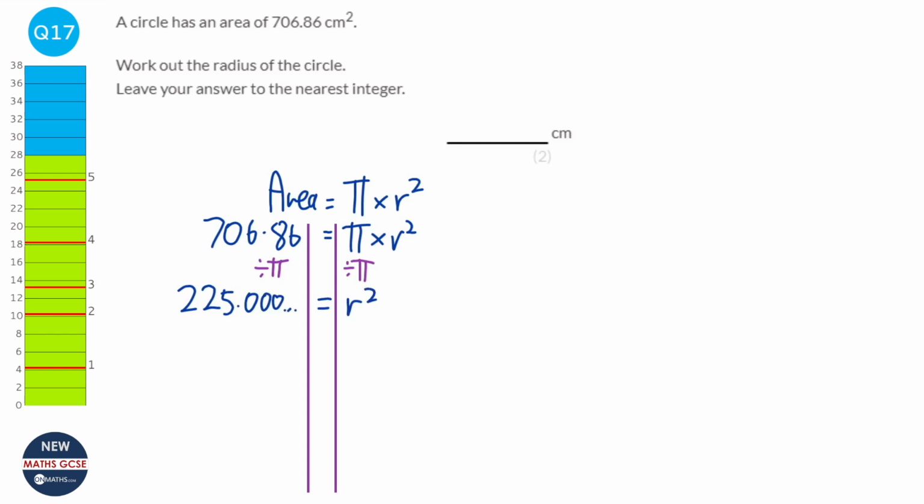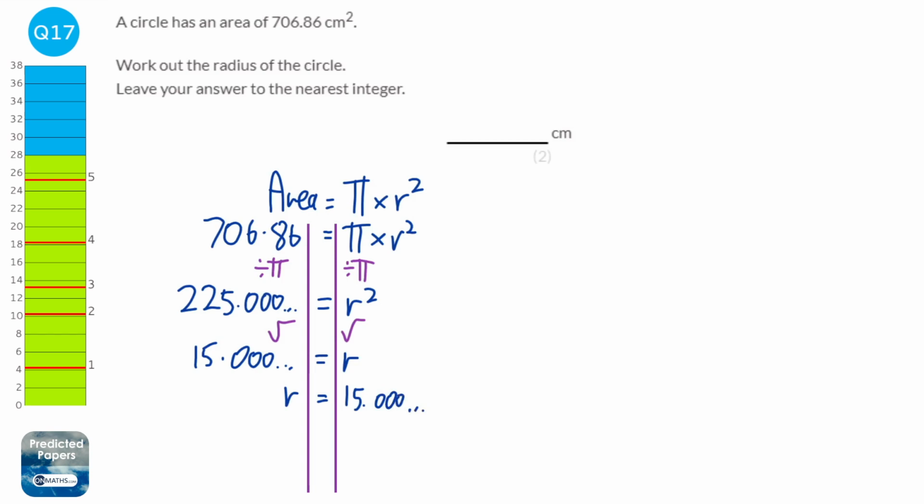Then I want to get rid of this squared here. So to do that, I do the inverse, which is square root. And the square root of 225 is 15, and the square root of 225.000 blah blah blah, whatever was in our calculator, is going to be 15.000, etc. So pretty much 15. But it says it wants it to the nearest integer. Integer is a whole number, so my answer would be just 15.